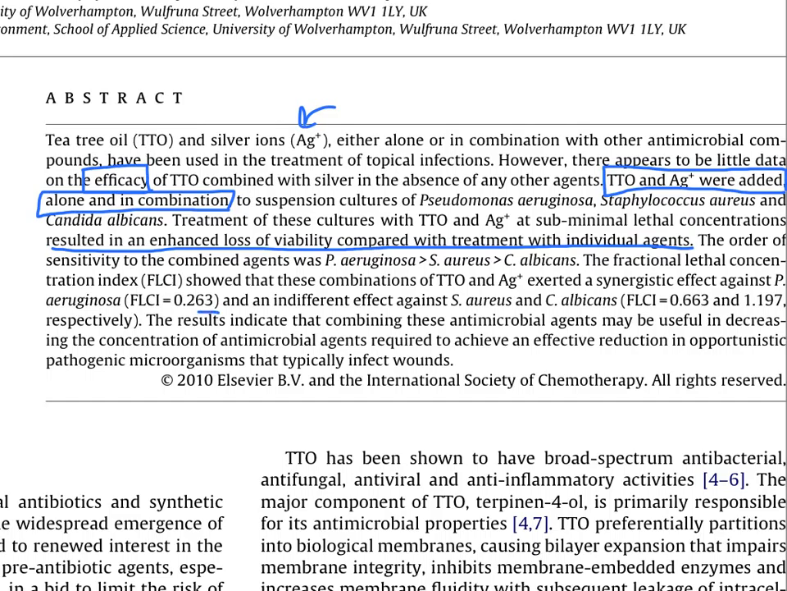And here they give us the rankings on their index, in parentheses, because it's important to present your data right away. The results indicate that combining these antimicrobial agents may be useful in decreasing the concentration of antimicrobial agents. May be useful. What they're saying is, while our data showed that it worked for one of our 3 test species, it didn't make a difference for 2 of our test species. So it might work for some, but not for others. That's why they had to say maybe.